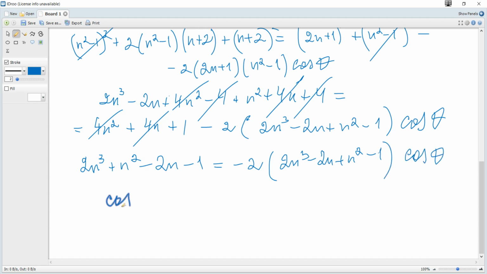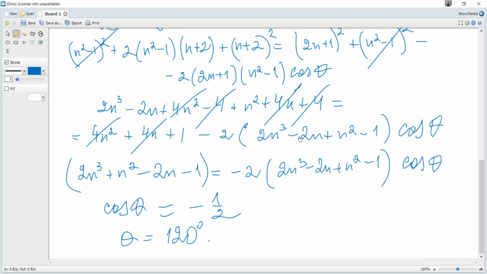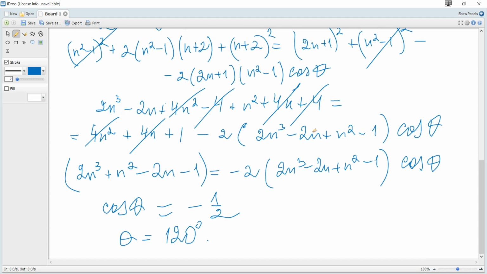2 times 2n cubed minus 2n plus n squared minus 1 times cosine. And you can see that cosine is this divided by minus 2 times this, but you can see that this is equal to this. So we get cosine is minus 1/2, and it implies that theta is 120 degrees as required. And that's all for this question.